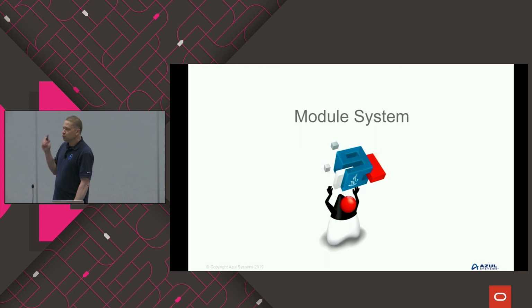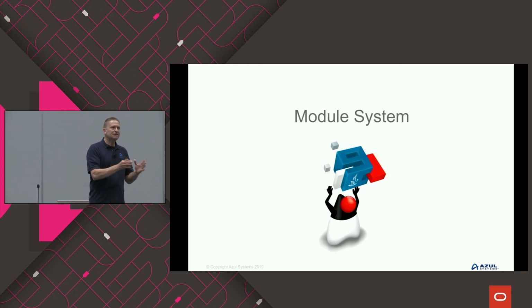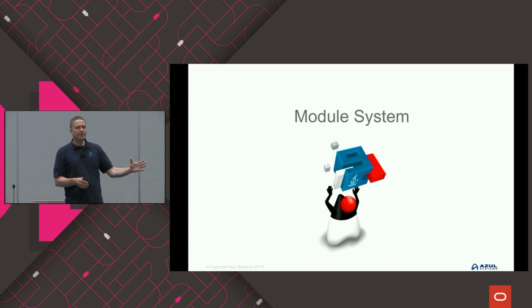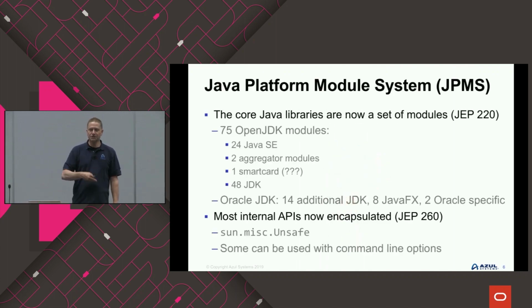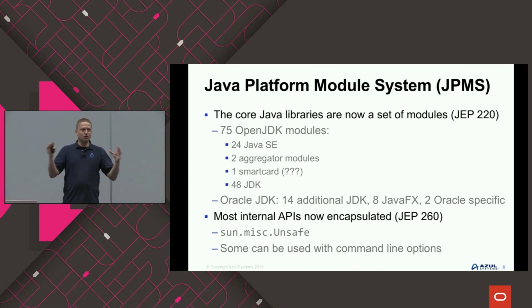Okay, so let's talk a little bit about the module system, because that is one of the things which does have a big impact when you're migrating applications from JDK 8 to later versions of Java. So I don't want to spend too long talking about the basics of the module system, but it's worth making a couple of points about this. The basics of modularity were really two different things.